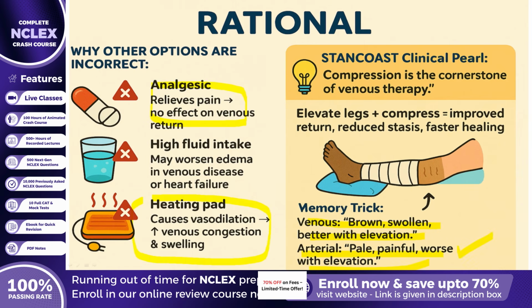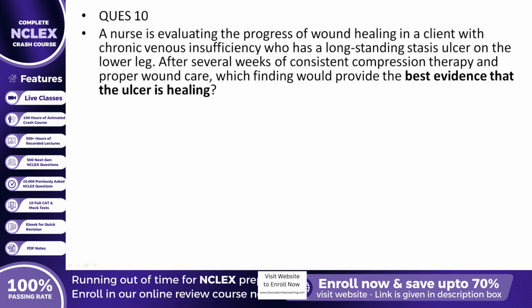Let us now turn our attention to an important NCLEX-style clinical scenario that focuses on wound healing assessment in a client with chronic venous insufficiency. The question presents a nurse evaluating the progress of wound healing in a client who has a long-standing venous stasis ulcer on the lower leg. After several weeks of consistent compression therapy and appropriate wound care, the nurse must determine which finding provides the best evidence that the ulcer is healing.